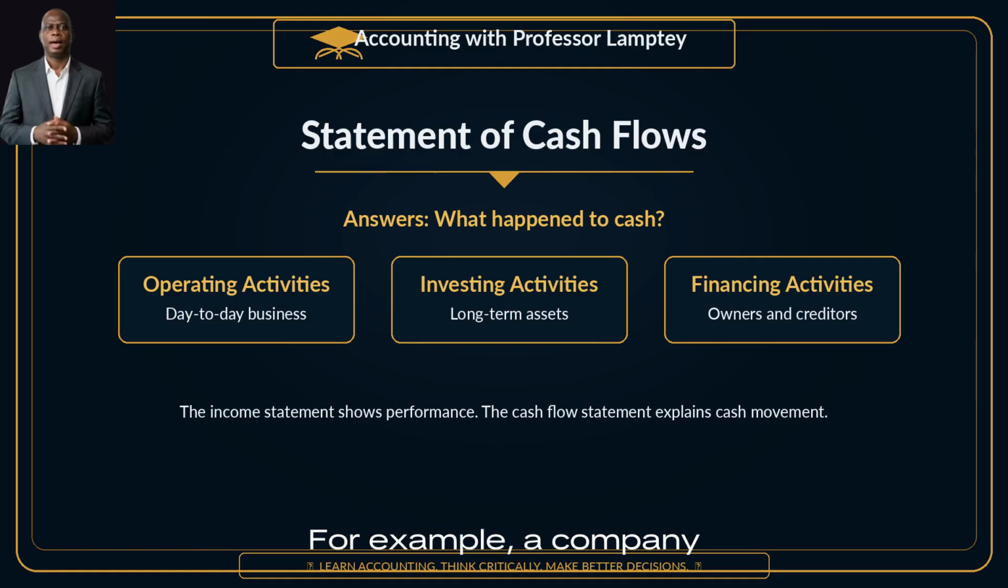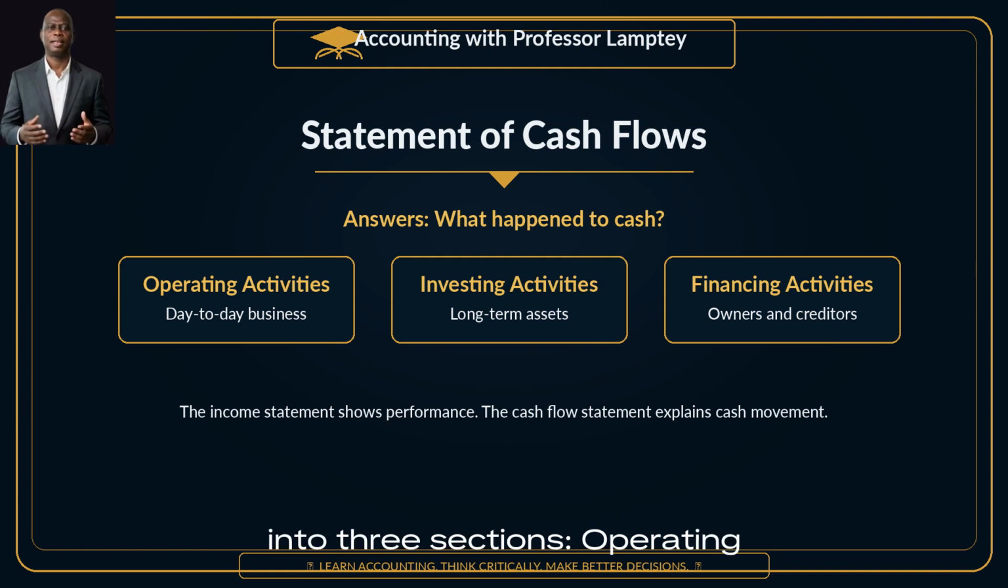For example, a company may make sales on account, meaning customers owe money but have not paid yet. The income statement may show revenue, but the cash may not have arrived. And as we all know, you cannot pay rent with "customers promise to pay me soon." The statement of cash flows helps users understand cash movement.